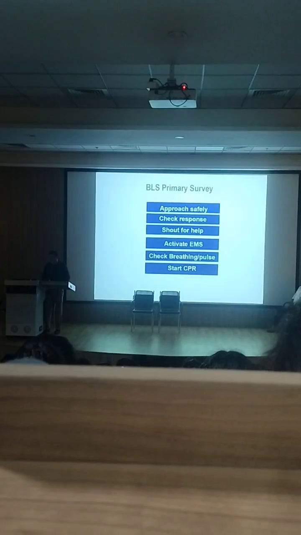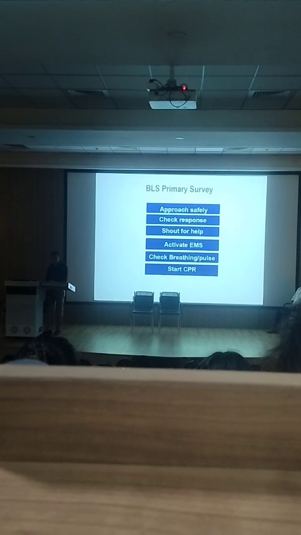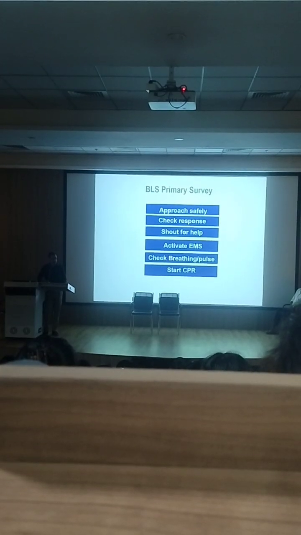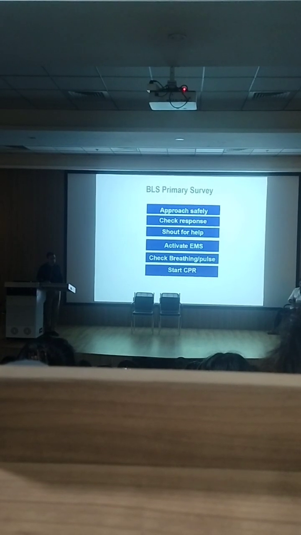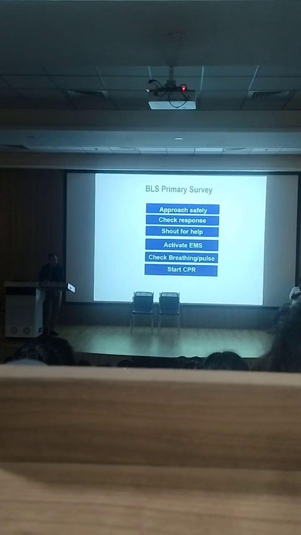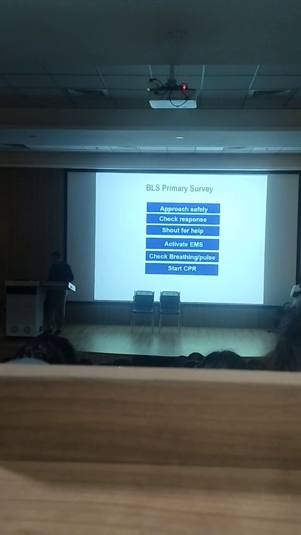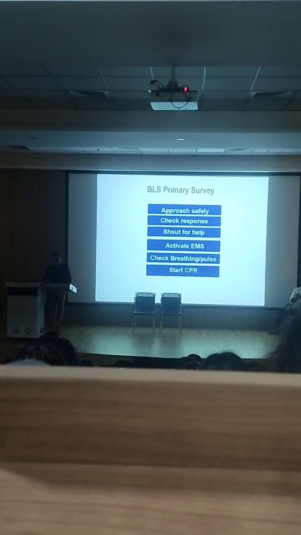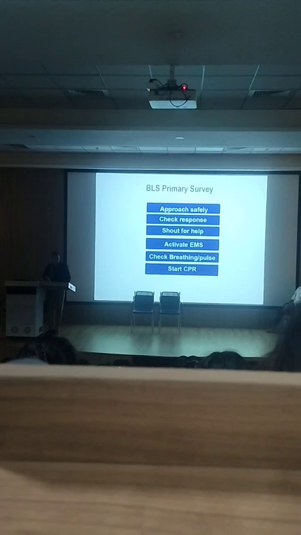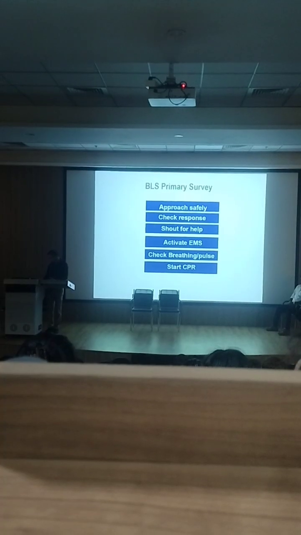So the primary survey of an unresponsive patient includes verifying scene safety. First of all, when we reach the scene, we have to ensure that the area is safe for the patient as well as for the rescuer. Second is to check the response. Then we have to call for help. Then we have to activate the emergency system, which is 108 in our state, and then check for breathing and pulse, and then start CPR. We will go slowly and understand each step one by one.